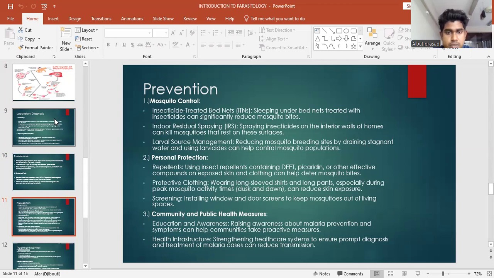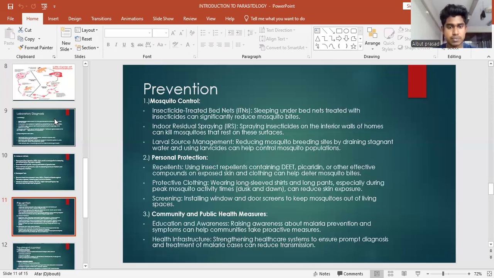Another thing we can do is stagnant water draining, like clearing of blocked drains, and also using larvicides. Larvicides are insecticides specifically designed for controlling the larvae of mosquitoes, in order to control the mosquito populations. Second is personal protection, using repellents containing DEET, picaridin, and other effective compounds on exposed skin and clothing, which can help deter mosquito bites.